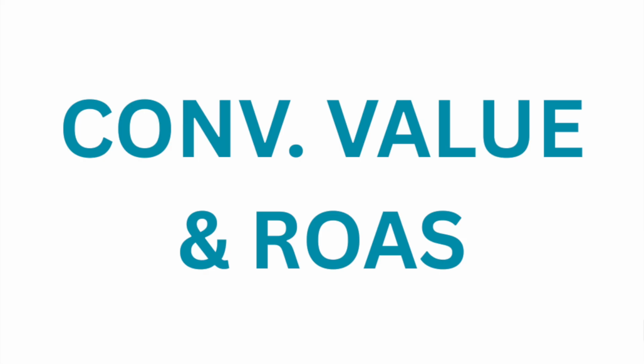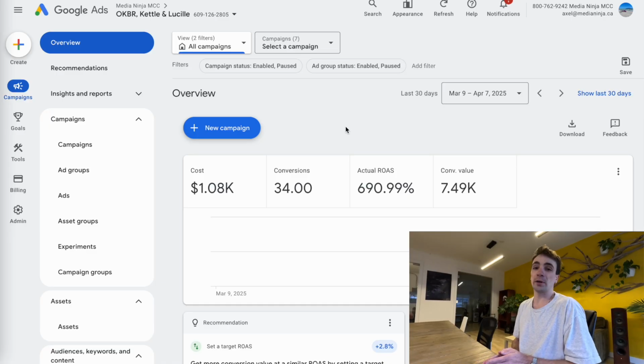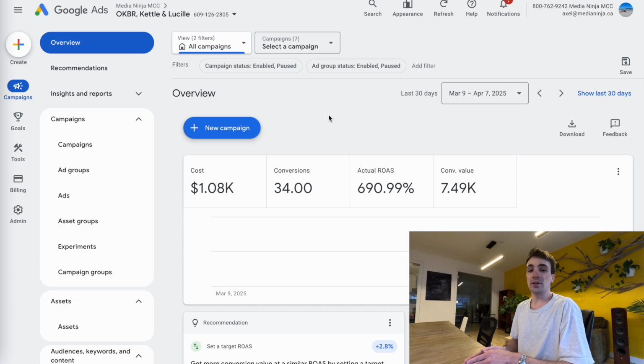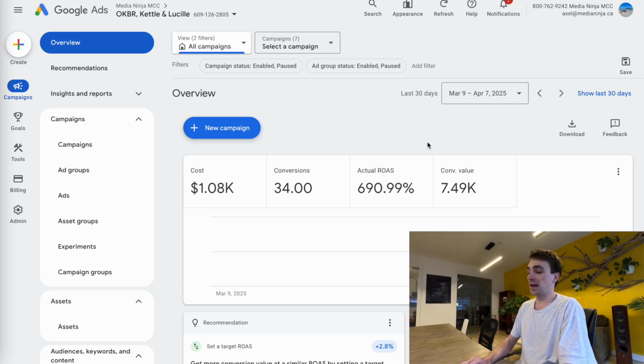Now, the next two metrics I'm going to talk about are for e-commerce, or if you're selling a direct product online, which includes a purchase event. So chances are, if you're directly selling a product online, your conversions have something called a conversion value associated to it. As an example here, I'm running ads in this account for these people who own hotels.